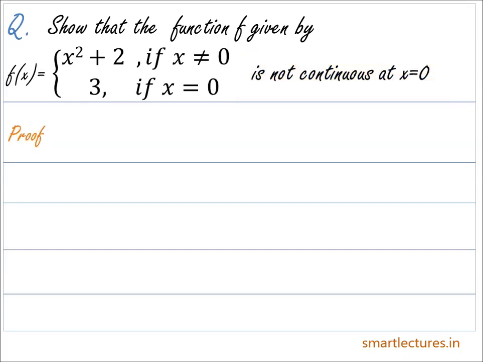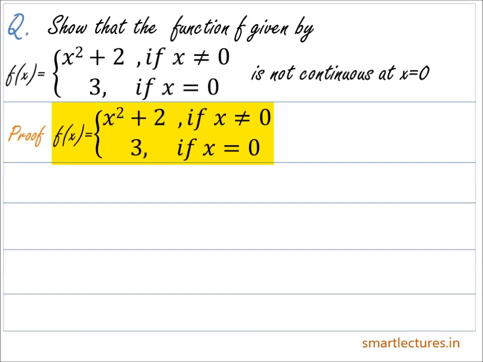Now here the function f of x is defined as x square plus 2 when x is not equal to 0 and 3 when x is equal to 0. And we have to check whether this function is continuous at x equal to 0. So first of all, let's check whether this function is defined at the point 0. We are given that f of 0 is equal to 3. So that means the value of the given function at 0 is equal to 3.